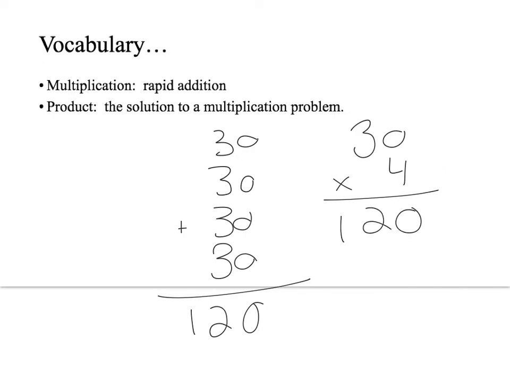Second definition, product, the solution to a multiplication problem. So here, this would be a product. 120 is a product of 30 times 4.